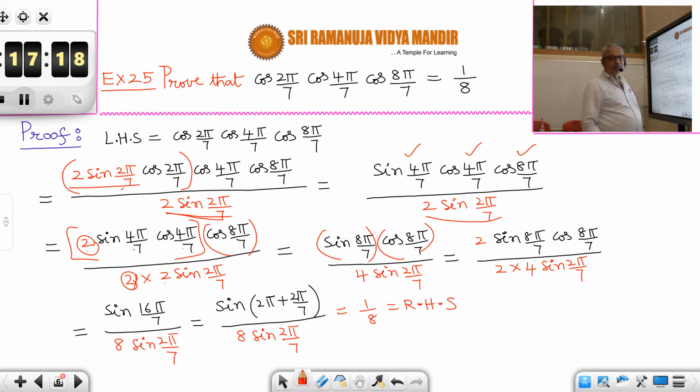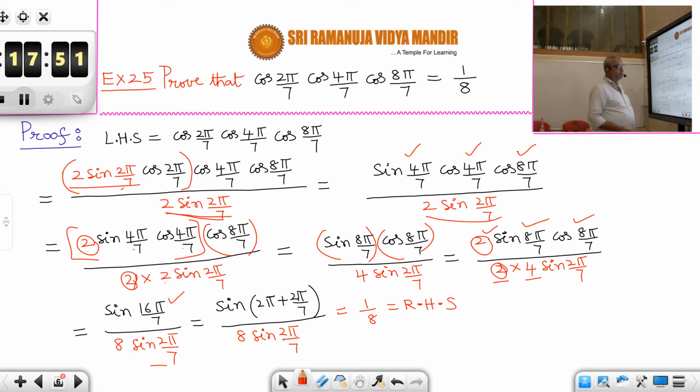Now we will supply another 2 to the numerator, so that the numerator is in the form sine theta cos theta. If you supply 2 to it, it becomes 2 sine theta cos theta, sine 2 theta. So I am putting another 2 extra in the next step. This 2 is extra, both in the numerator and denominator. Again 2 sine theta cos theta becomes sine 2 theta, sine 2 theta means sine 16 pi by 7. Denominator 2 into 4, 8 sine 2 pi by 7.